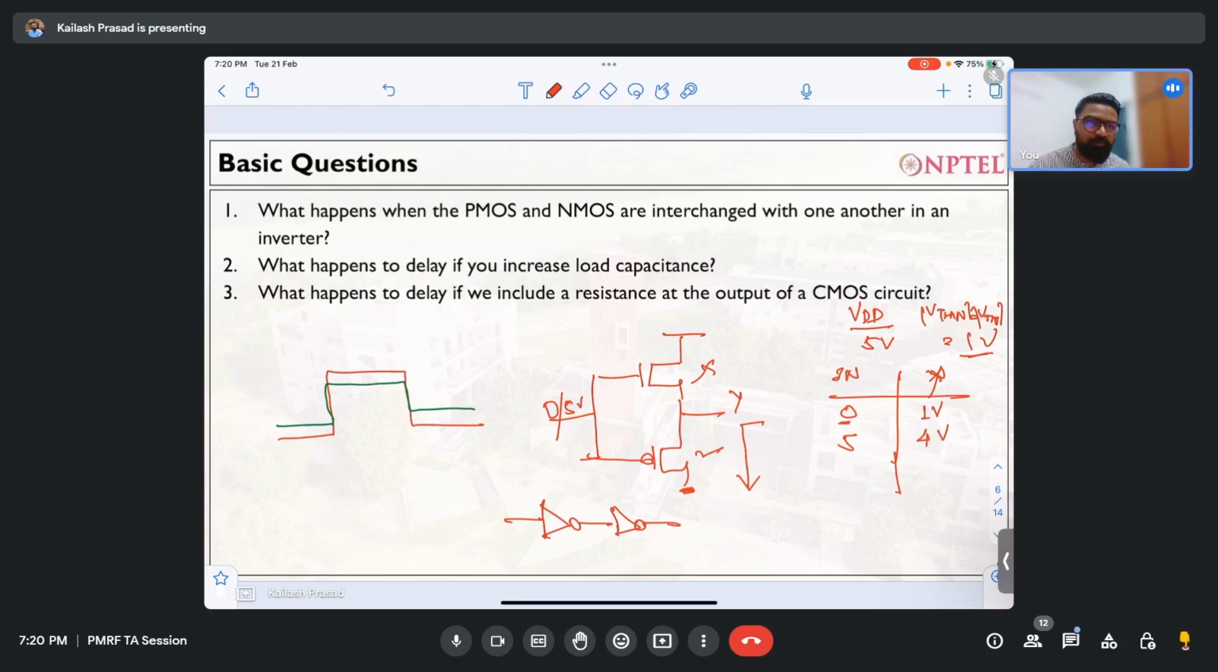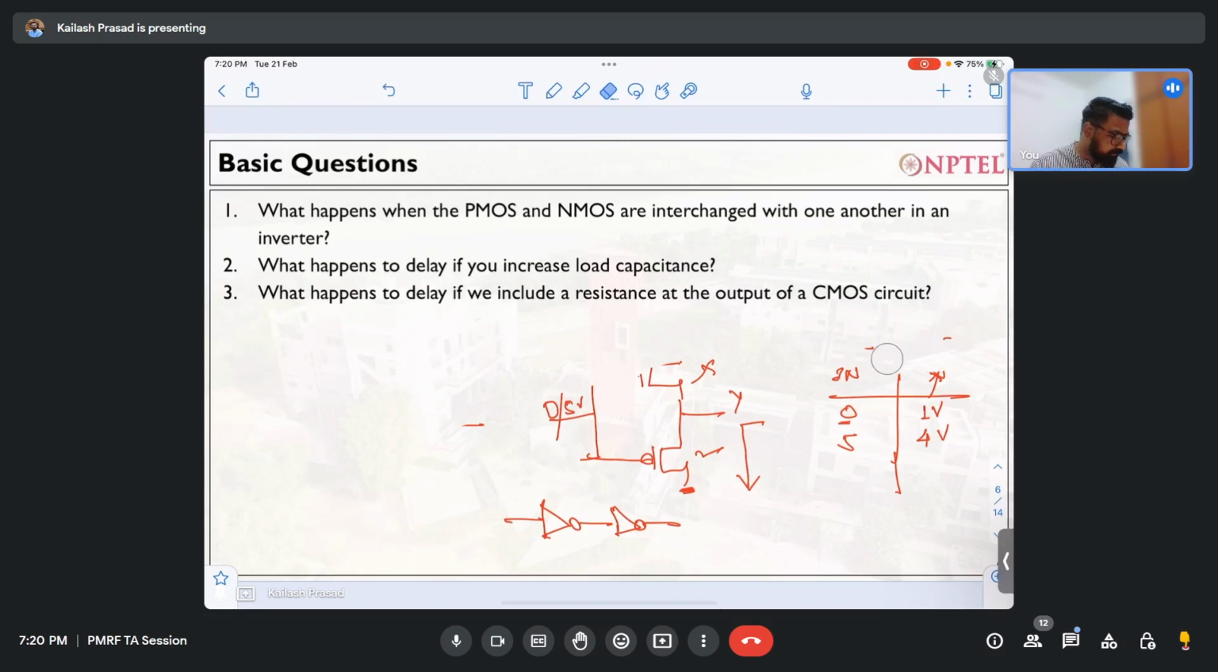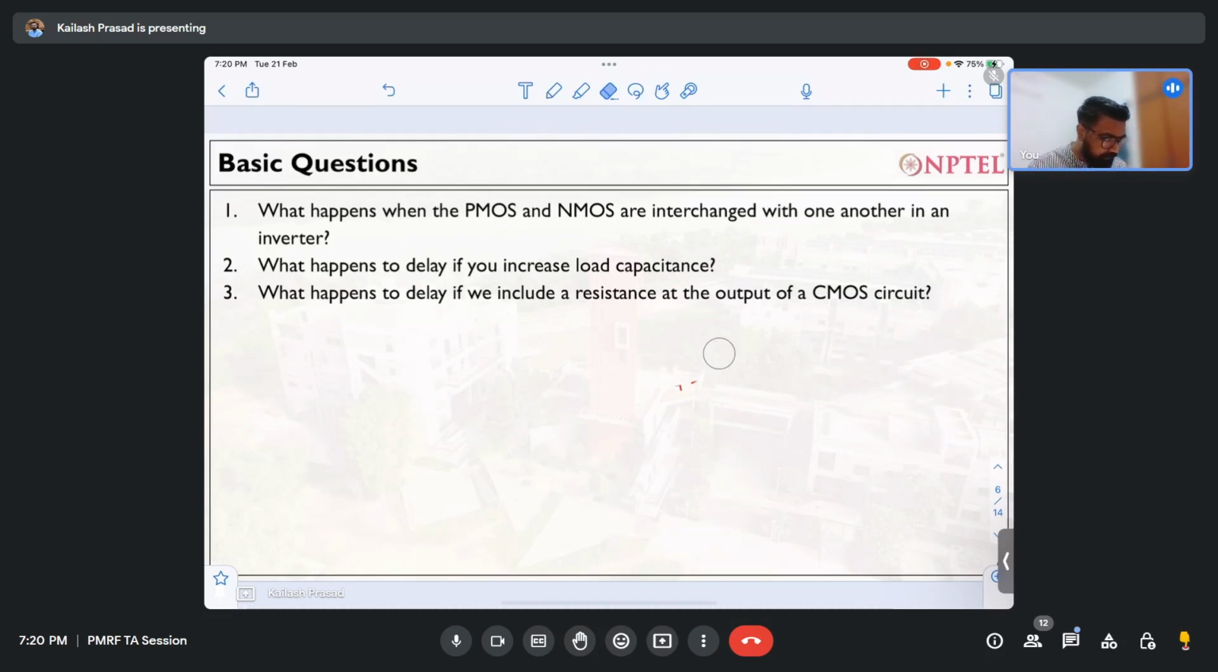So this was the question from the last class, just to make sure that you remember. Now we will move to the first question we have in today's class. Please read the question and try to answer. I will make the figure. What happens to delay if you increase the load capacitance?